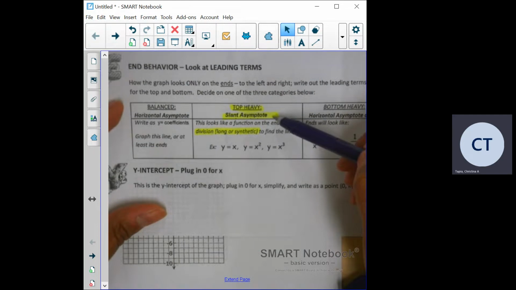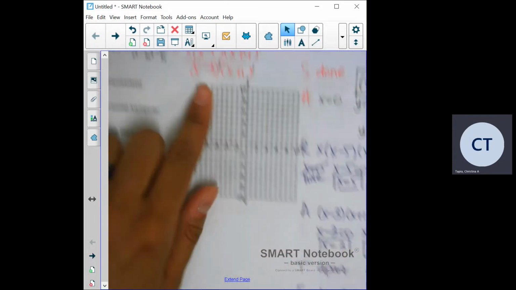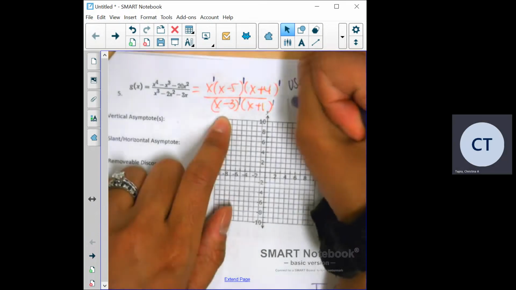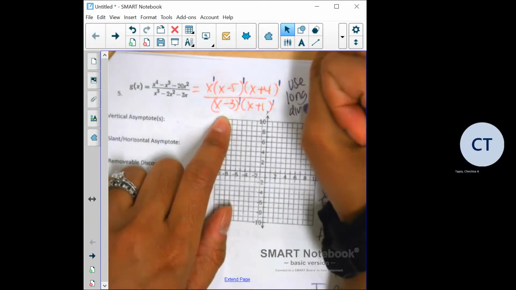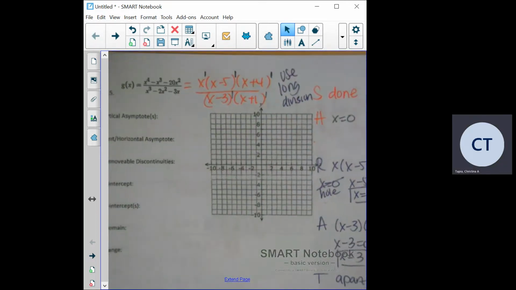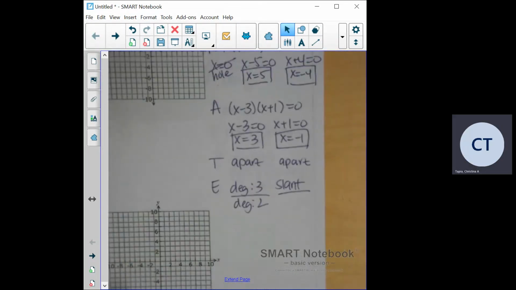If you look back at the directions here, when you have a top-heavy graph, you're going to have to use long or synthetic division. On the back side of this page, I'm going to actually use long division for this because I no longer have just one binomial, I have 2. So I'm going to have to use long division. So I'm making a note, and then I'm going to switch it over and actually divide. So I'm going to make a note here also. We have a slant asymptote. So I also wrote that we have a slant asymptote right here.